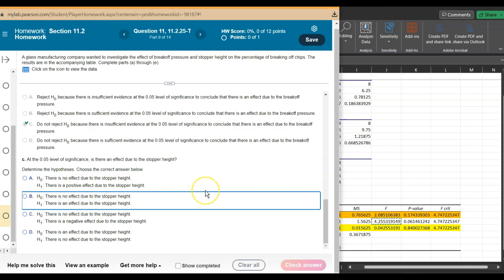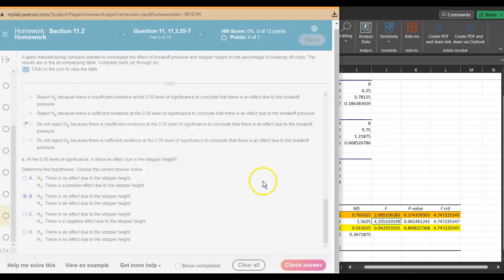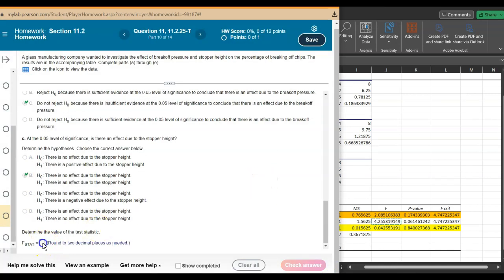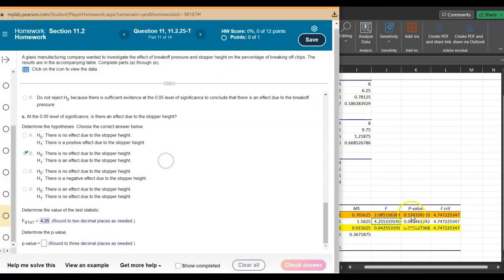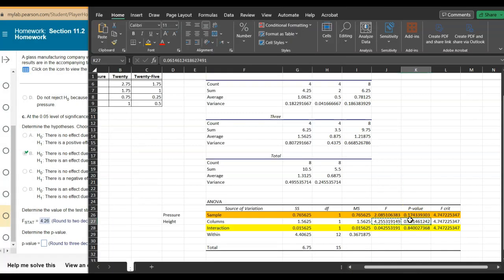Okay, let's go to the null hypothesis. Again, H0 should be no effect. H1 should be there is an effect. And the best choice is going to be B. We go to the F stat. I copied it already. So 4.255. And that's going to be 0.26. The p-value should be this.